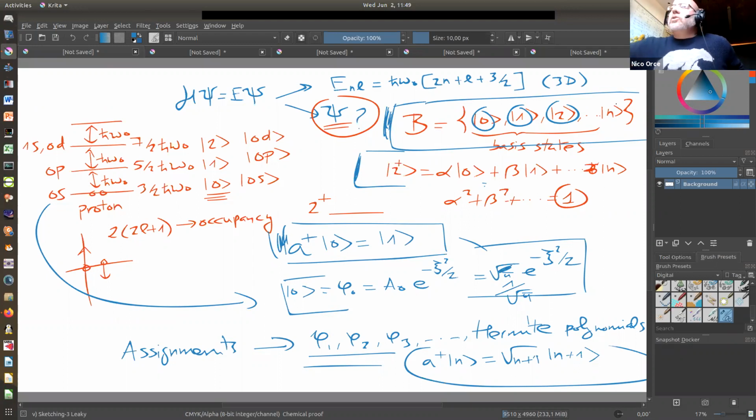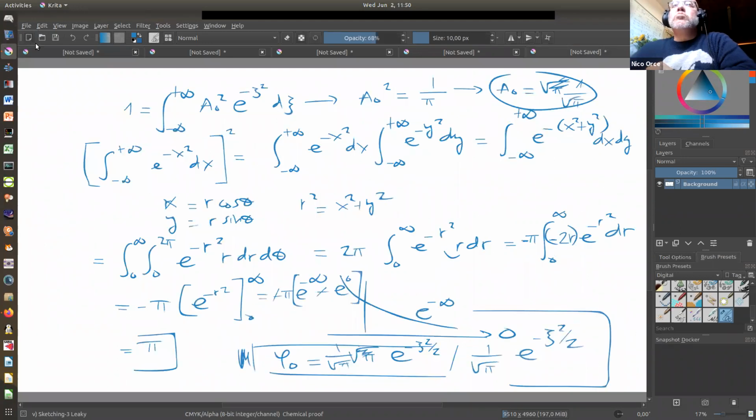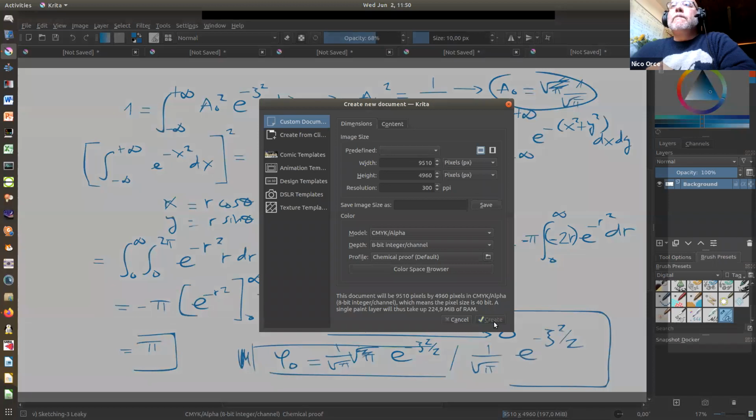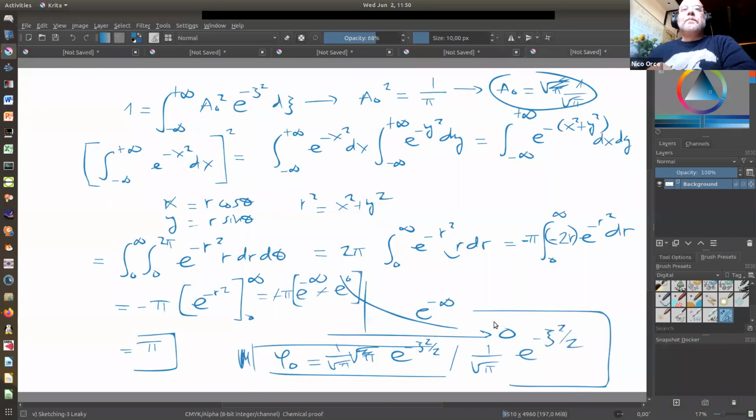So the assignment is we got the ground state wave function. You're going to get the first excited state wave function, the second, the third, the fourth, for each of these particular levels. Is that clear, guys? Shoki, is that clear? Chat?